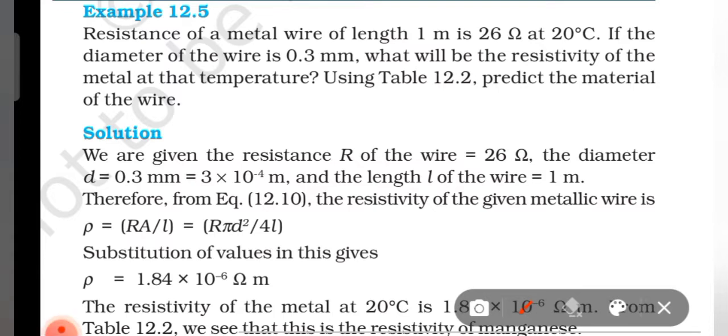If the diameter of the wire is 0.3 mm, it has given diameter, it means cross sectional area. So what will be the resistivity of the metal at that temperature? Using table 12.2, I have now shown you the table. That table you have to see and predict the material of the wire.